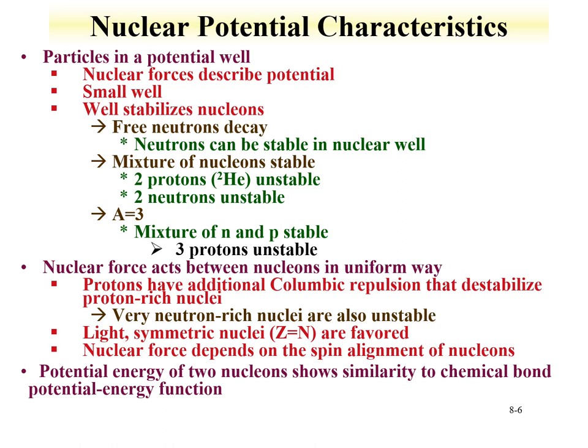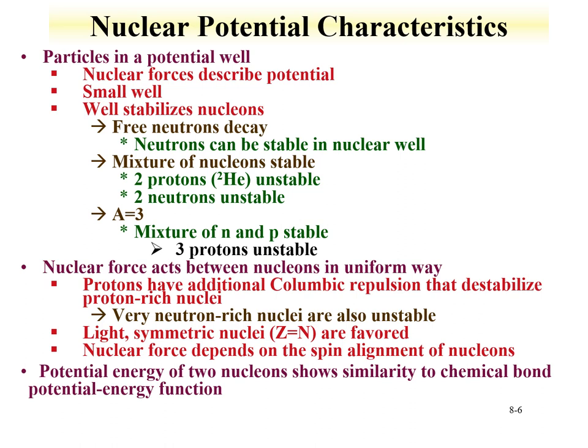Now, a nuclear potential is where these nucleons can act together, form a nucleus, and then provide properties that we can observe on this nucleus. We've already talked a little bit about nuclear potentials. But these nuclei can be particles in a potential well. The nuclear forces describe the potentials. The well is small. And we also know that the well can stabilize nucleons. For instance, I can put neutrons into a nuclear potential, and they can remain stable.